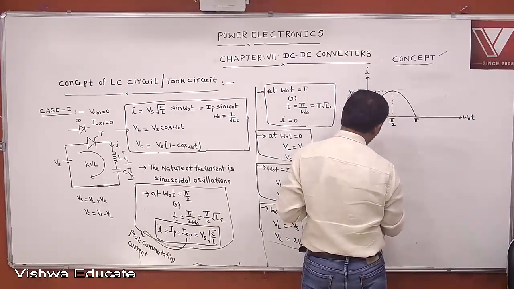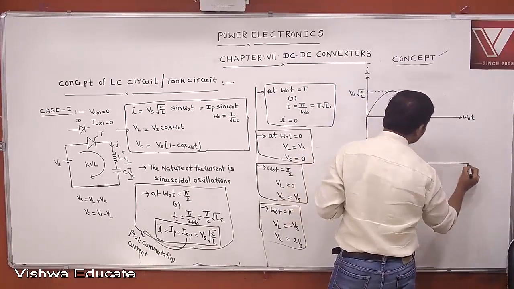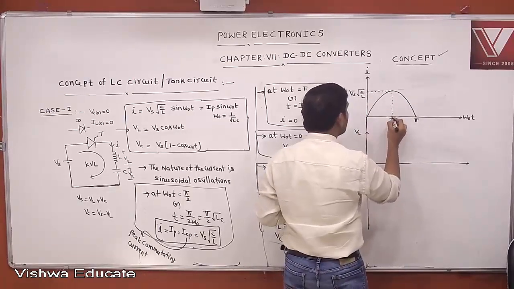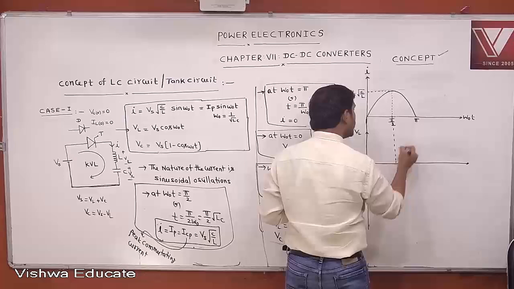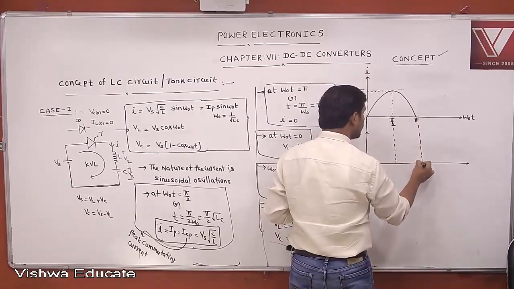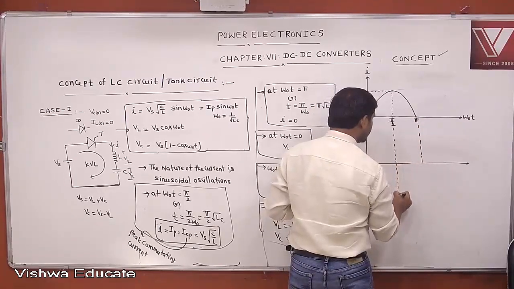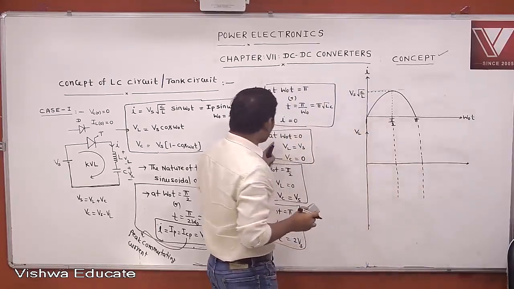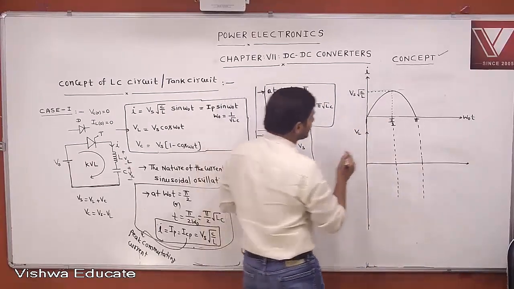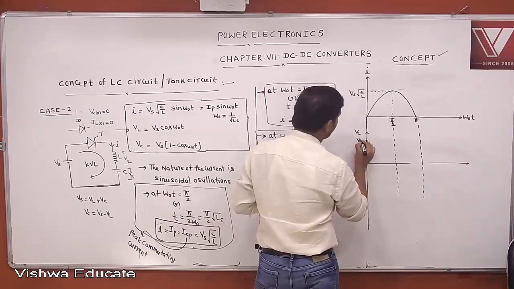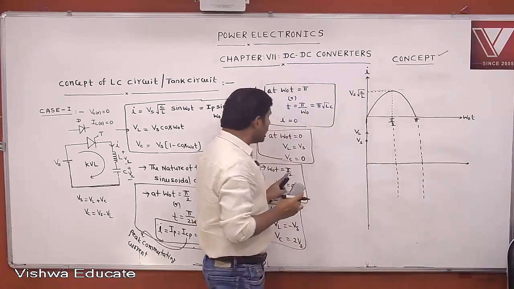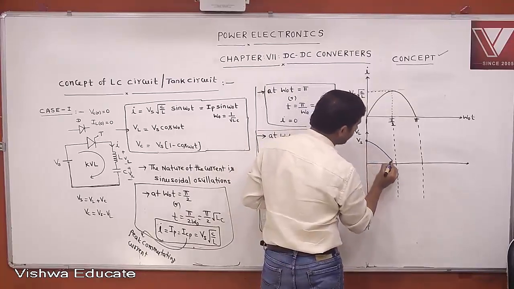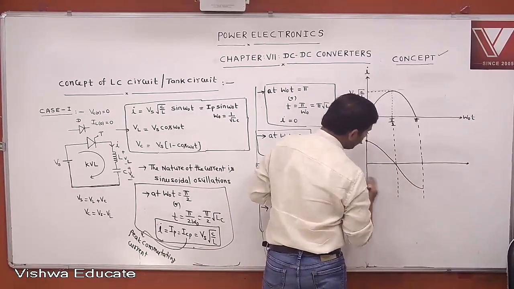Then if you draw the voltage across the inductor waveform, this is the VL waveform. What can we get? For omega naught t equal to 0, VL equal to Vs. For omega naught t equal to pi by 2, VL equal to 0. And this is VL equal to minus Vs.